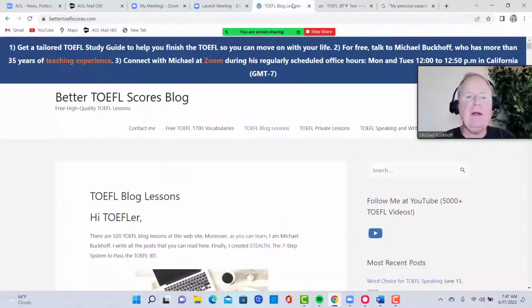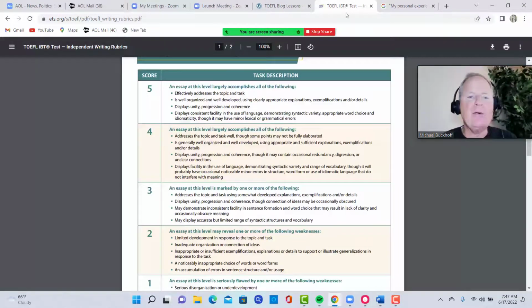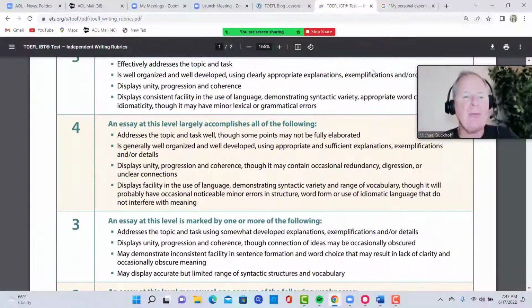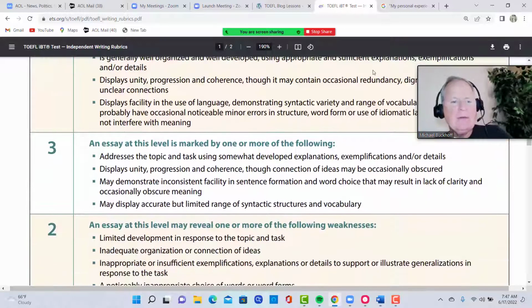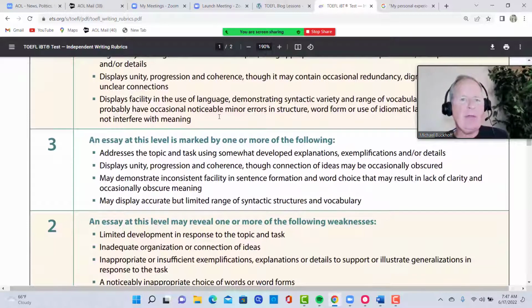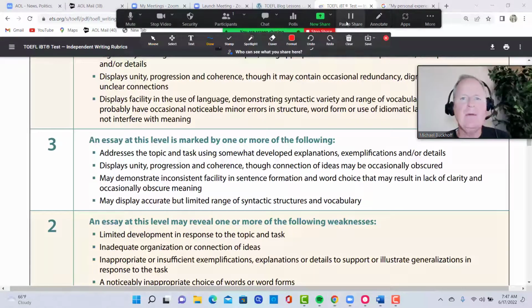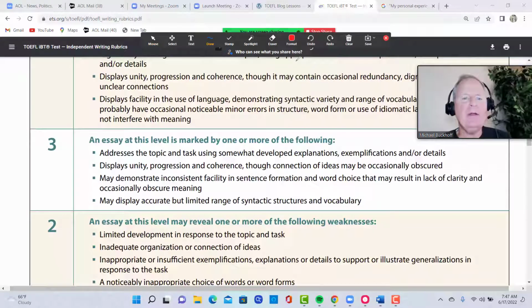Okay, now the question is, what is your score here? I'm looking at the rubrics right here. Let me look at the three here. Addresses a topic using somewhat developed explanations and details. I'm thinking maybe a high 3.